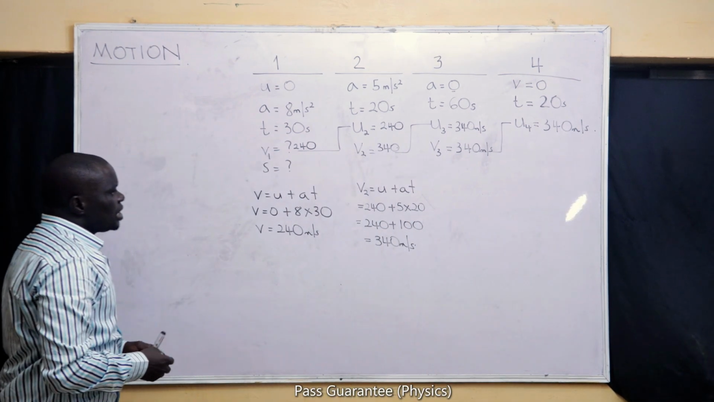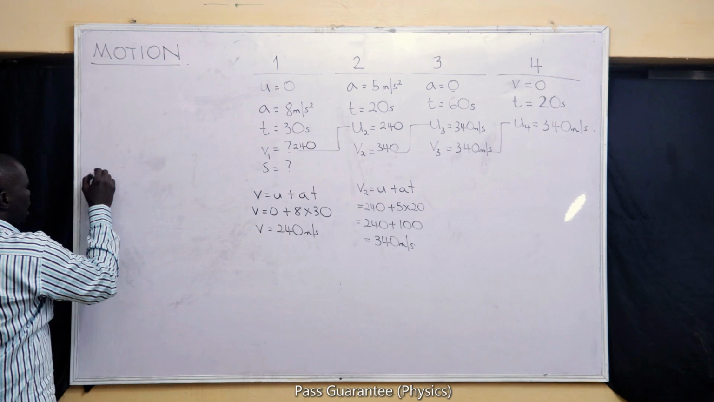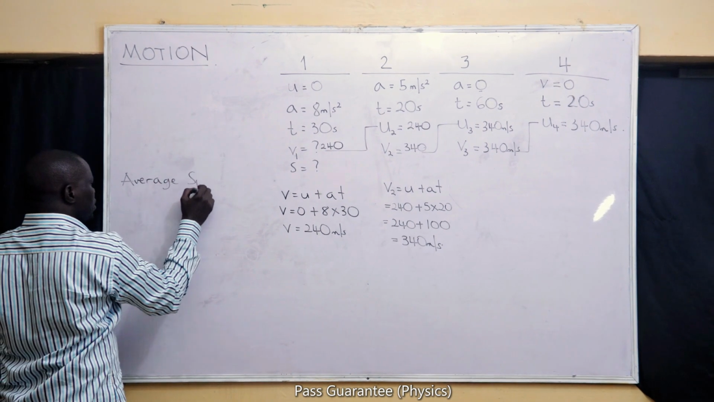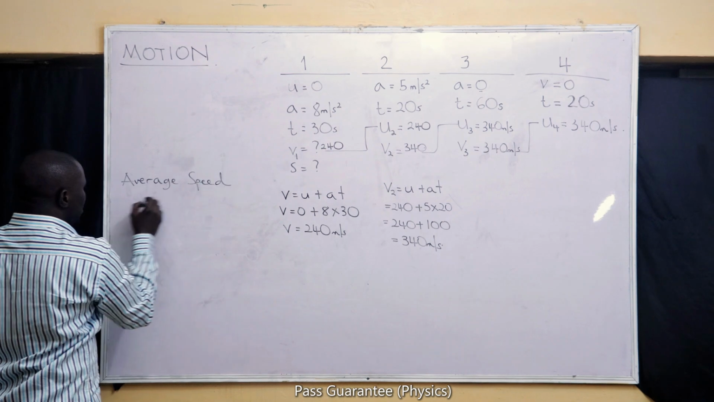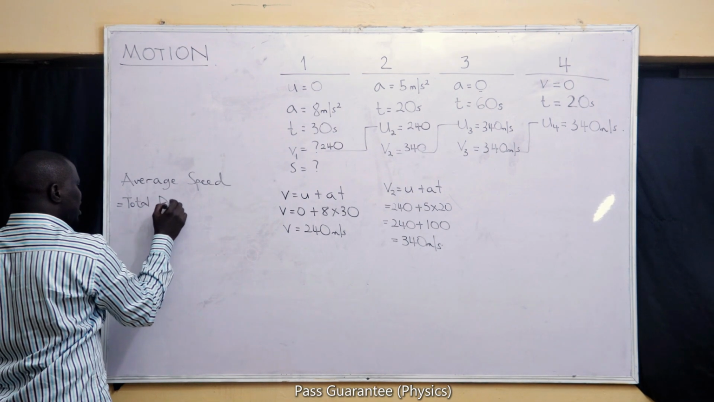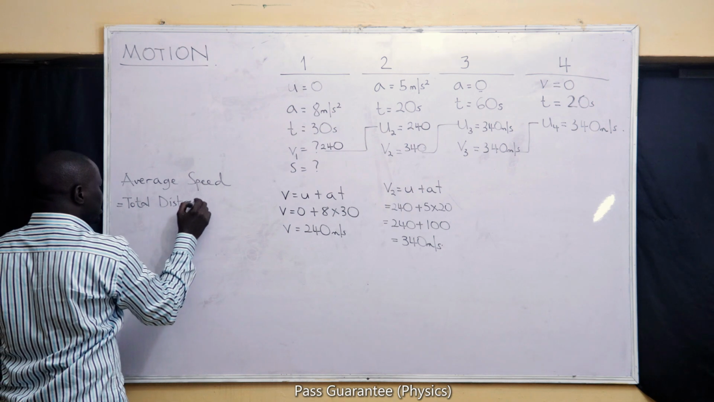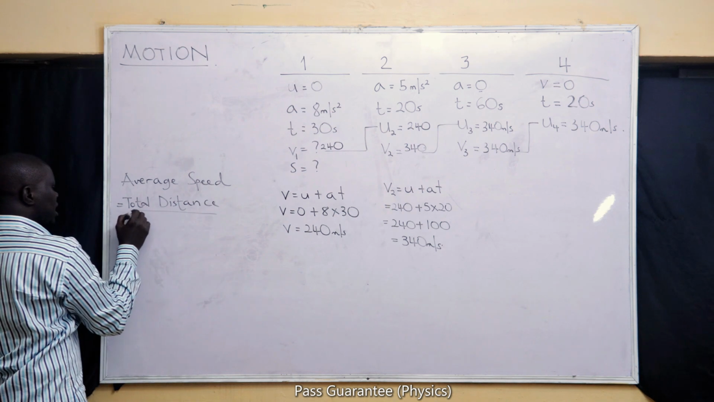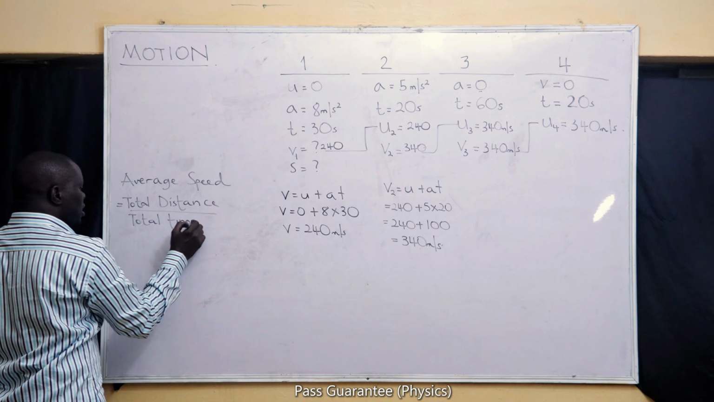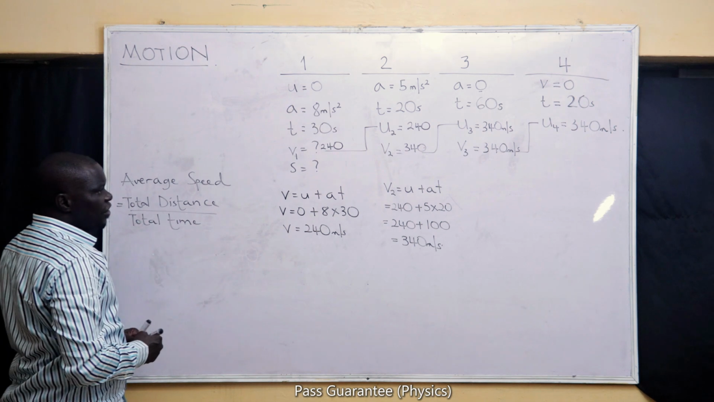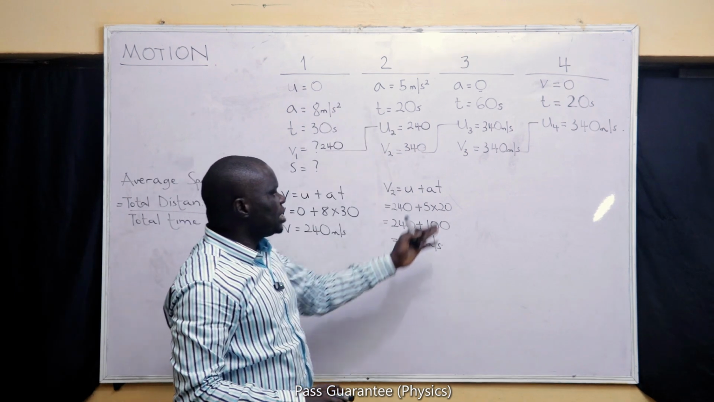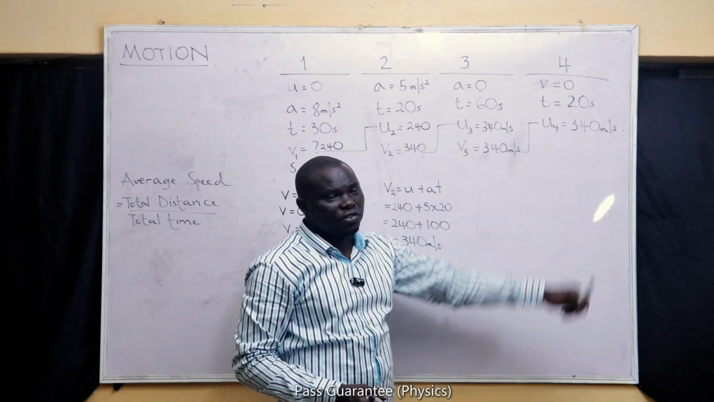Don't forget the average speed formula. The formula for average speed is the total distance over the total time taken. In doing so, I'll find the distance of the first part, the distance of the second part, the distance of the third part, and the distance of the fourth part.